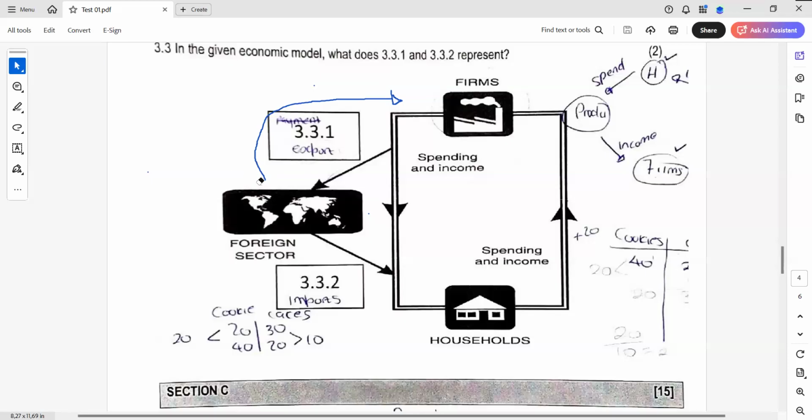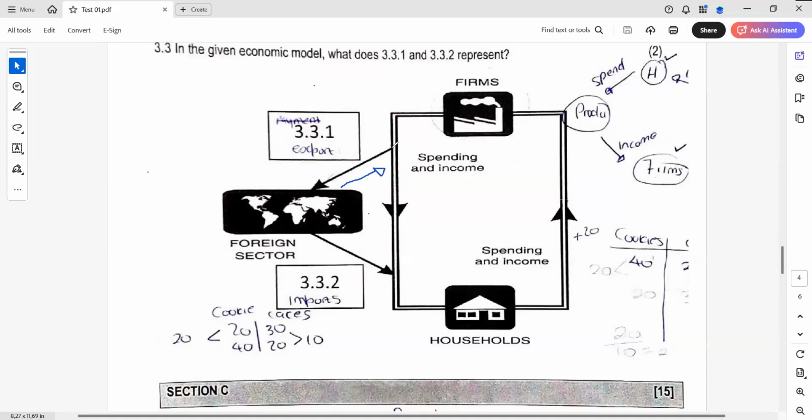So let me just wrap this up. What I'm saying is that you see this arrow here. You can say these are exports of goods, right? So 3.3.1 represents the export of goods from the firms to the foreign sector, meaning that the firms are selling these goods to the foreign sector. The foreign sector will pay for these goods, which will be an injection in the economy, right?